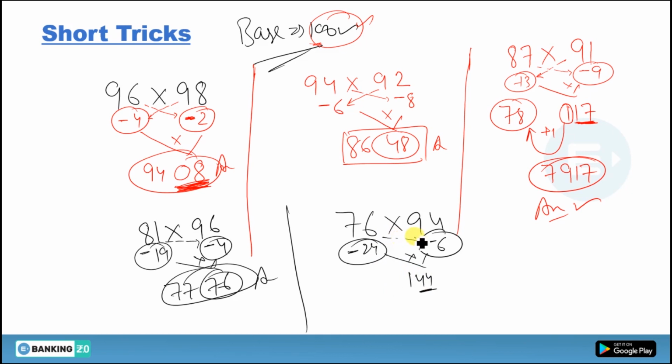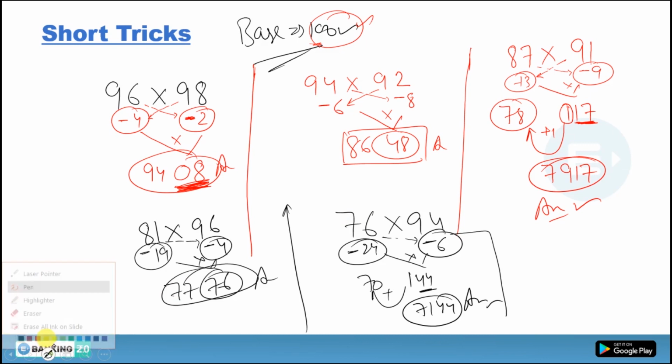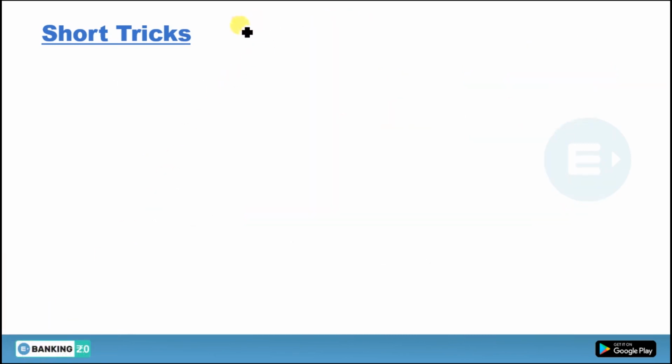Now subtract this 6 from this 76. So what you will get? You get 70. This 1 will carry over here. You are getting 7144, and this one is the answer. So I hope this trick is very clear to you. Okay, and this is quite an easy trick. Now these numbers were below 100. Now we'll move to the numbers which are more than 100.